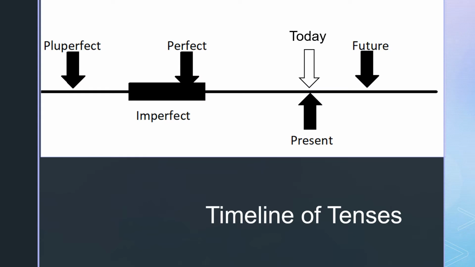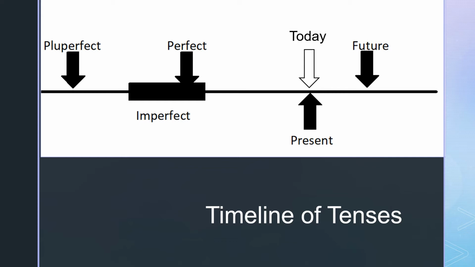If you graphically think of the tenses, whatever you're talking about right now, today, that's present tense. Something that hasn't happened yet is future, so down the line. And then you have the 3 other tenses: perfect, imperfect, and pluperfect. Imperfect is the box because it stretches over time. It was not complete.